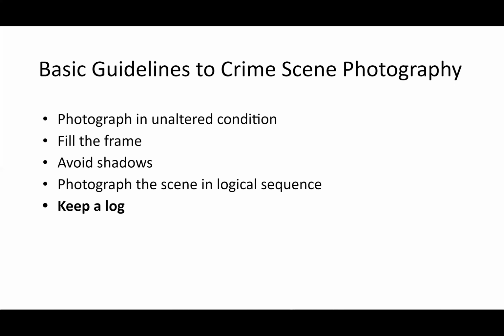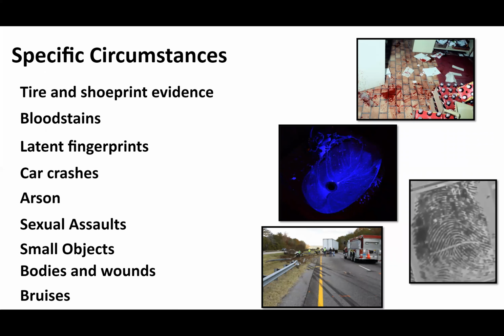So basic guidelines to crime scene photography: the photograph needs to be in unaltered condition. They should fill the frame, avoid shadows, photograph the scene in a logical sequence. So maybe as you're approaching, going into the center of the scene or something like that. And then you need to keep a detailed log. So there are different ways to photograph things under different circumstances, such as tire and shoe print evidence, bloodstains, latent fingerprints, car crashes, arson, sexual assault, small objects, bodies and wounds, and bruises. And we're going to go through some of those.